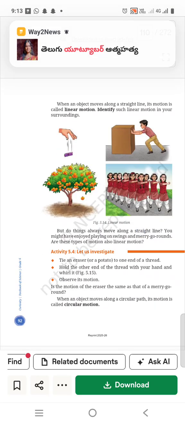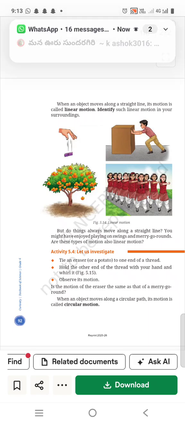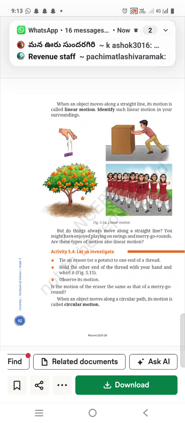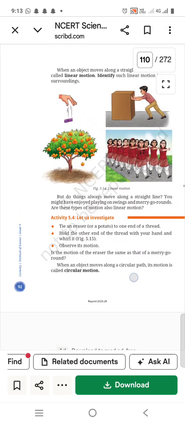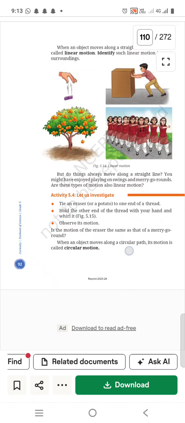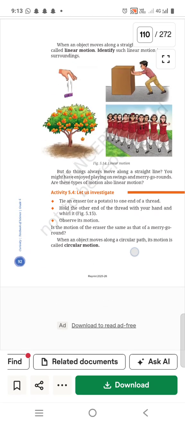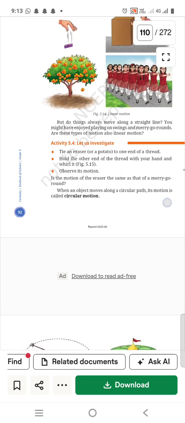For example, one car moves along a straight path, which we call linear motion. Marching, where scouts and guides or soldiers march, is also linear motion.